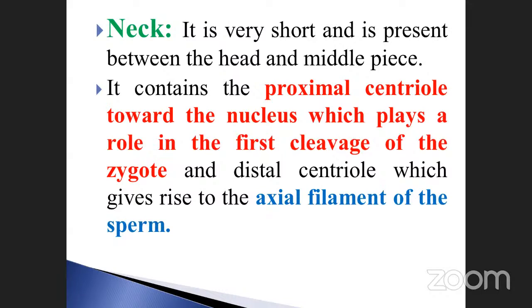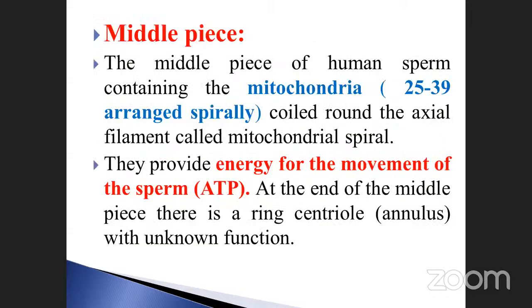Okay, I'll go to the next one, the middle piece. Once again, I repeat for you. Sperm has four parts: head, neck, middle piece, and tail. First part we already discussed. Second part is also already discussed. The middle piece is here. The middle piece of human sperm contains the mitochondria, otherwise called the powerhouse of the cell.